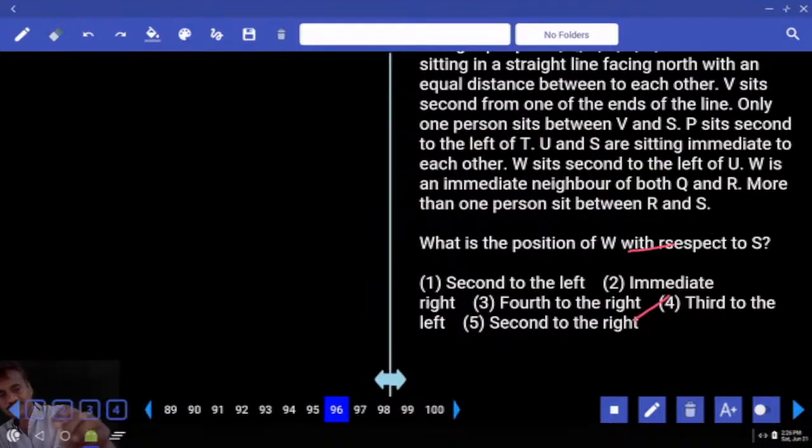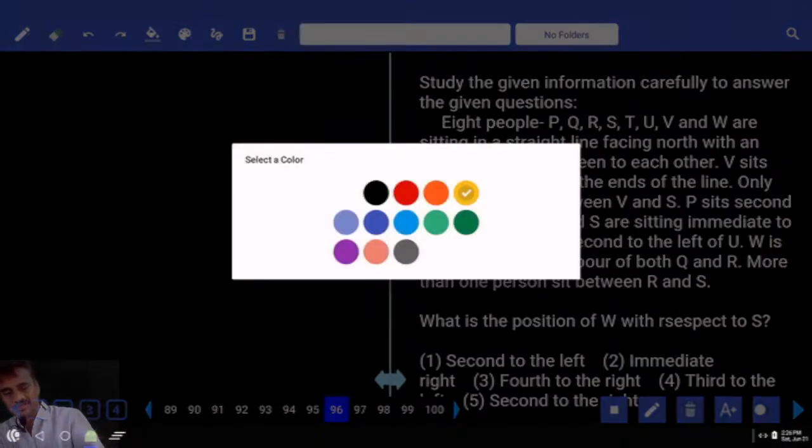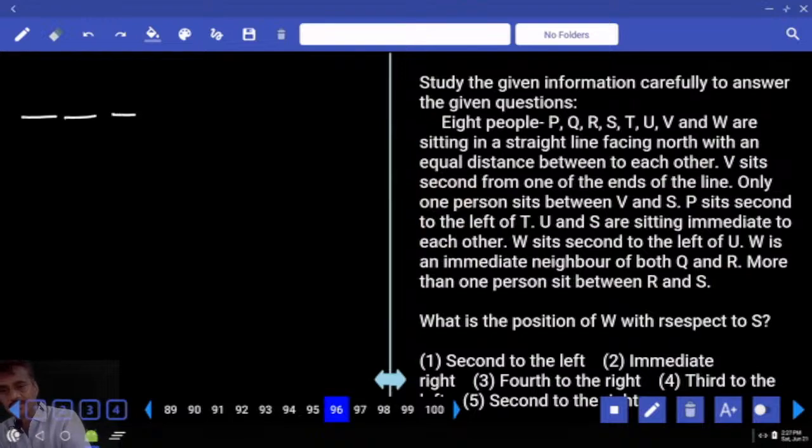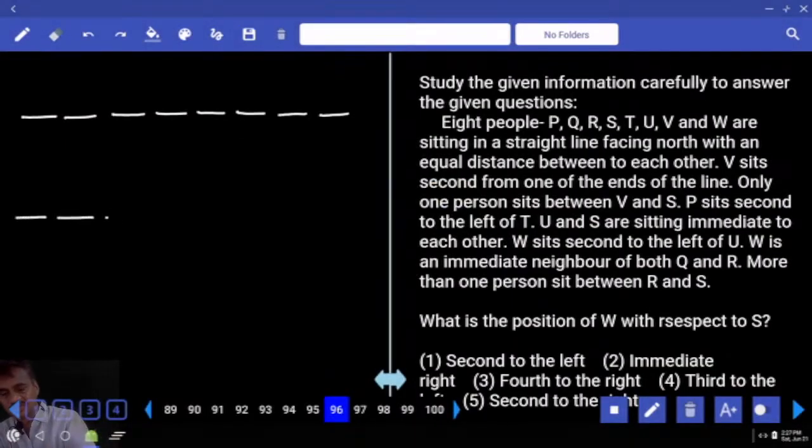Then 96 to 100. Now in this, how many people are there? 8 people. Now these 8 people are sitting in a straight line. 8 people, P, Q, R, S, T, U, V, W are sitting in a straight line facing north, and V sits second from one of the extremes. That means V can be second from either the left extreme or the right extreme.